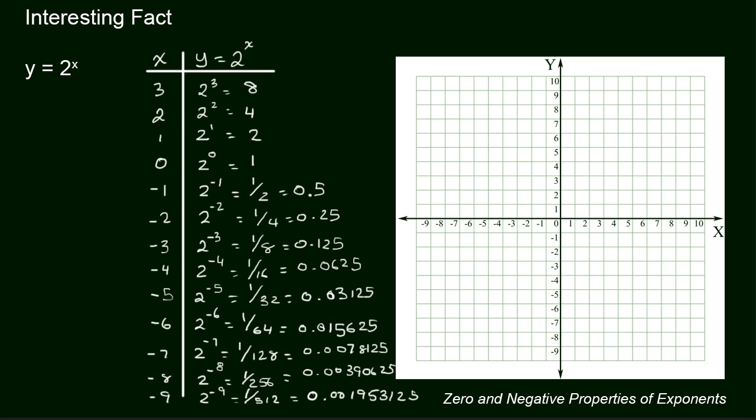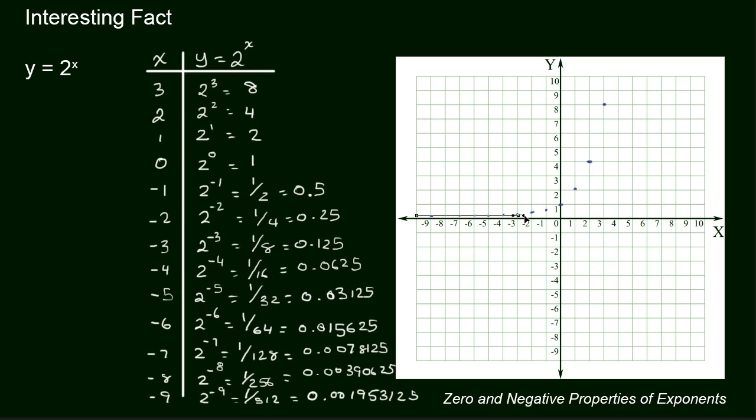So let's take a look at what this looks like on a graph. At x equals 3, we are at 8. At x equals 2, we are at 4. At x equals 1, we are at 2. At x equals 0, we're at 1. At x equals negative 1, we're at 0.5. At negative 2, it's 0.25. At negative 3, 0.125. And as you can see, we are getting smaller and smaller and closer to 0, to the point it's almost difficult to graph these points.